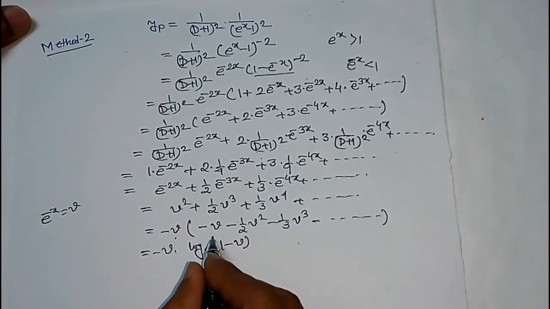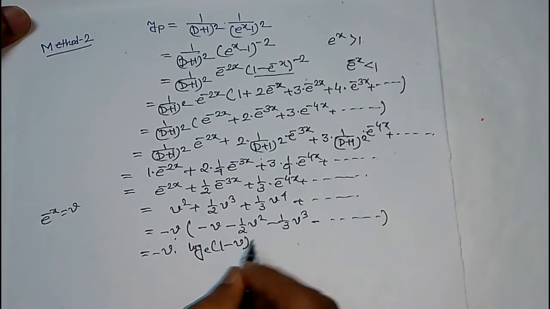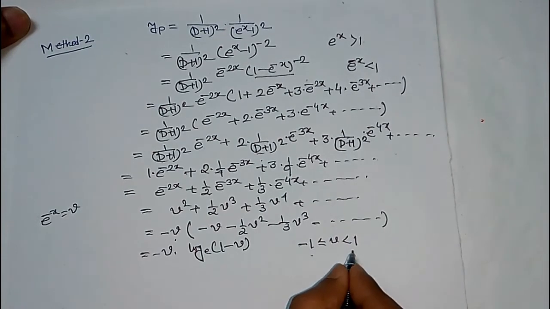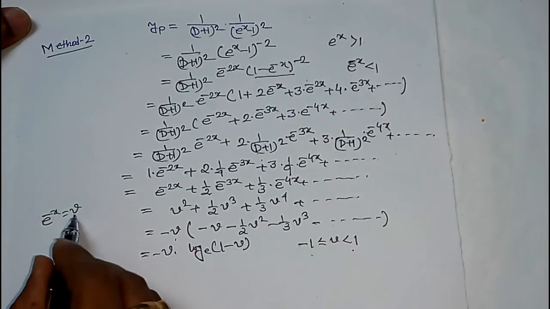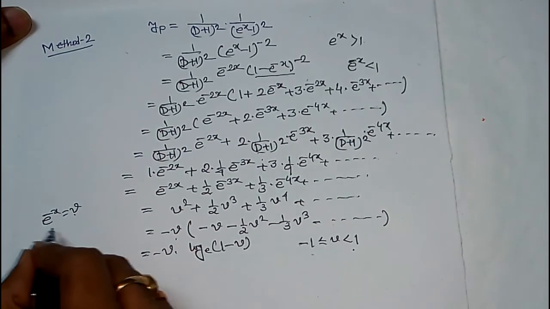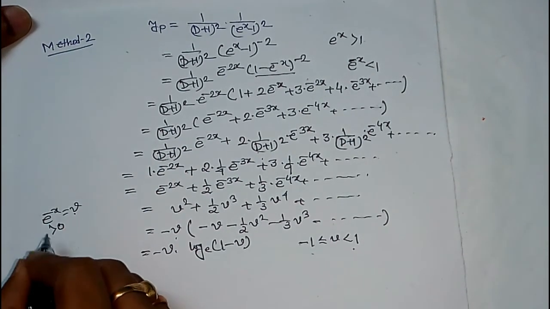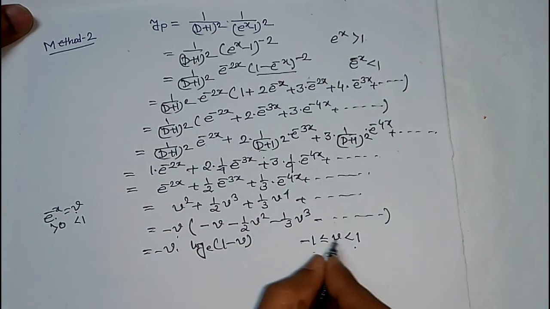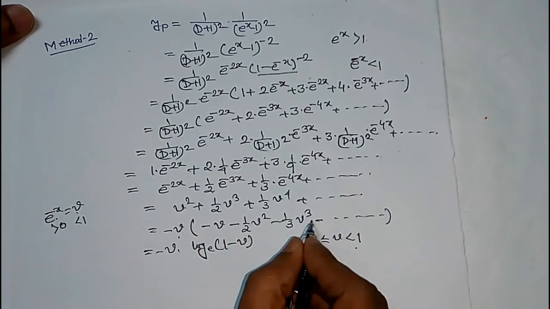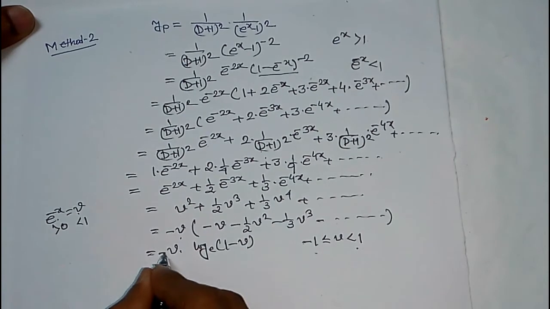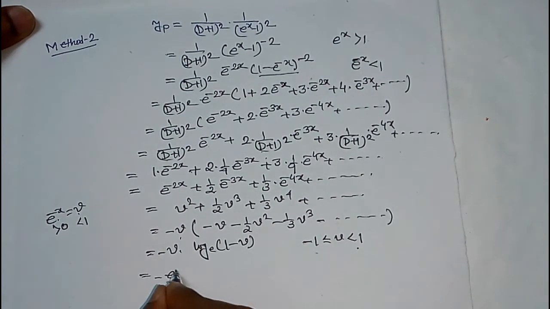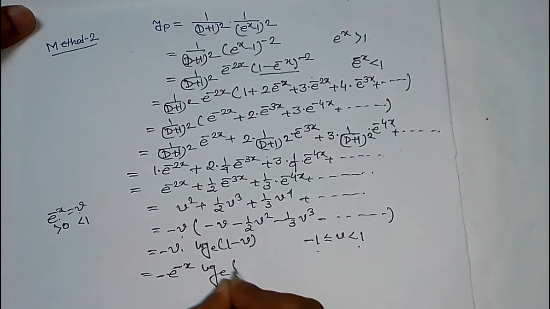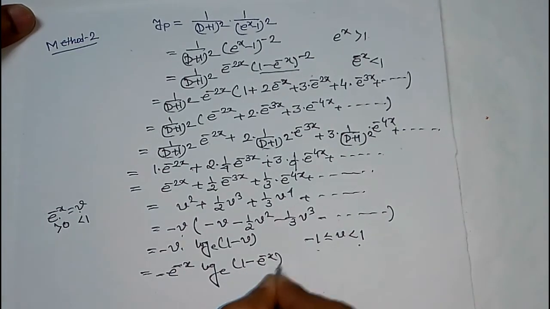But we know that this logarithm series converges to log of (1 minus v) if the value of v lies between minus 1 and plus 1, and here we have the value of v as e to the power minus x, which is strictly positive for any real number x, and it is strictly less than 1 for any positive value of x. Therefore the condition is satisfied and the series converges to logarithm of this. So it is equal to, now replacing the value of v, minus e to the power minus x into logarithm e of (1 minus e to the power minus x).